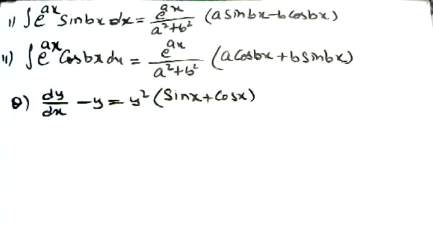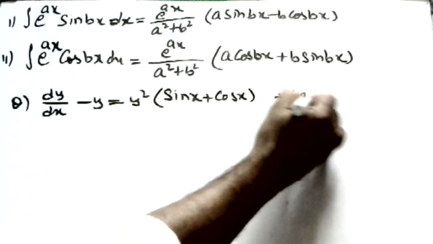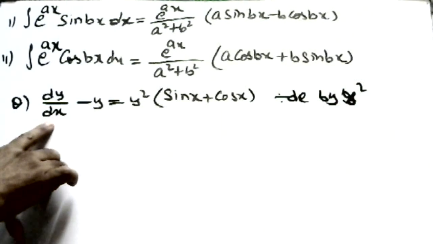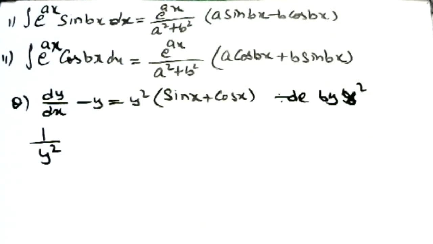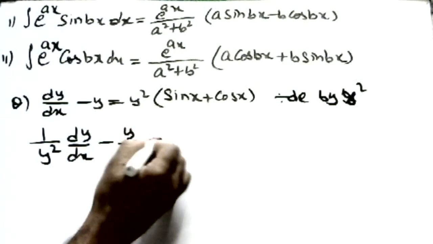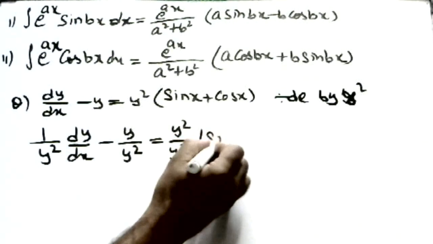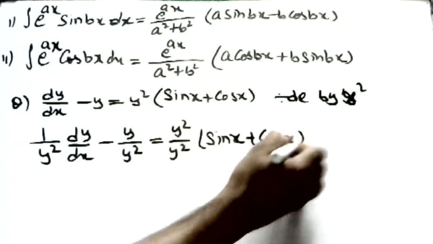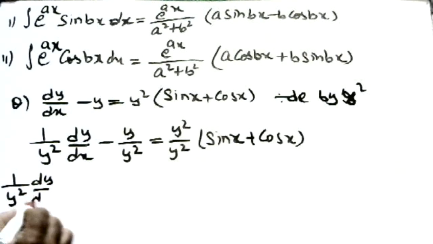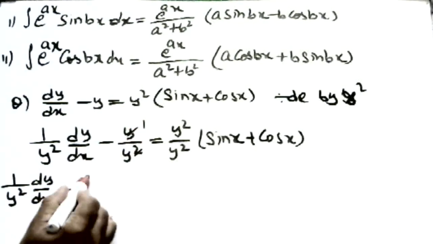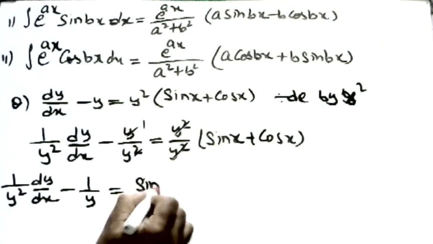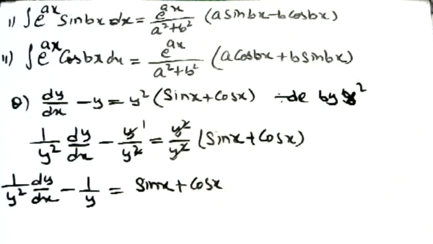Just now we see one question. We have to take out this y square from here. For that, you divide each term by y square. Divide each term by y square. So if we divide by y square, let me write like this, 1 by y square dy by dx minus y by y square equals y square by y square sin x plus cos x. Now let me cancel it. What is left here? This is the same 1 by y square dy by dx. If we cancel this one, we get 1 by y, minus 1 by y equals, y square gets cancelled. What is left here? Sin x plus cos x.